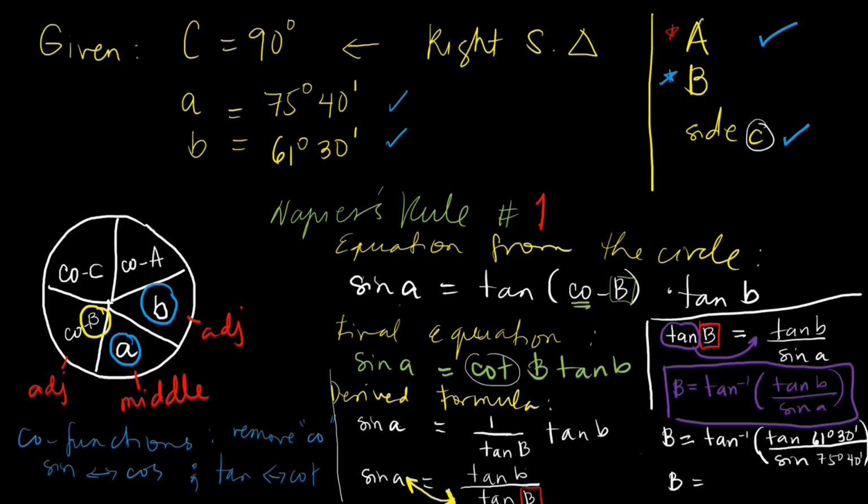So convert it to DMS. The answer is, oh wait, 62 degrees, 15 minutes, and 11 seconds. So this is the measure of angle B. Again, angle B is 62 degrees, 15 minutes, and 11 seconds. So that is for the right spherical triangle, the first example.